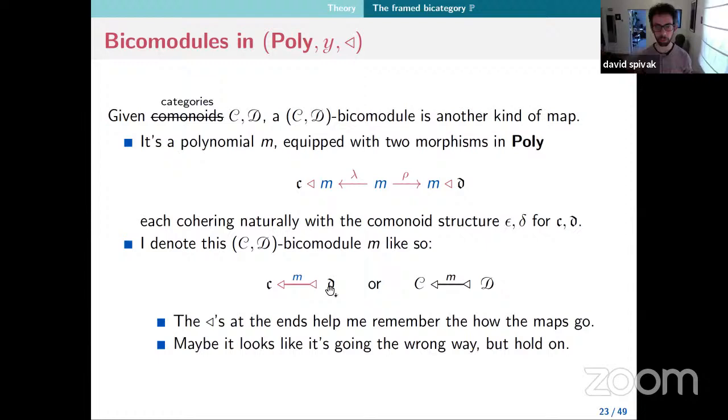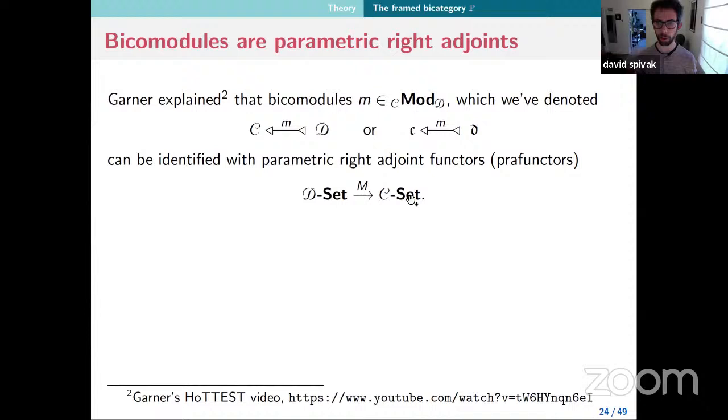But what Richard Garner told us is that these are exactly parametric right adjoints from D set to C set. These are the connected limit preserving functors from D set to C set. And I'll call those prafunctors, kind of like profunctors. Sorry, they're a generalization of profunctors in a certain sense.